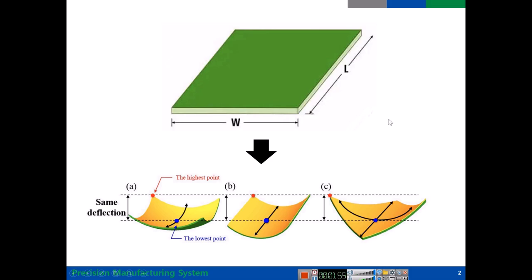Okay, to do that, the first thing we have to do is create and model this kind of shape, a green board, a simple and flat board, in Abaqus software. So let's do it and create our model.